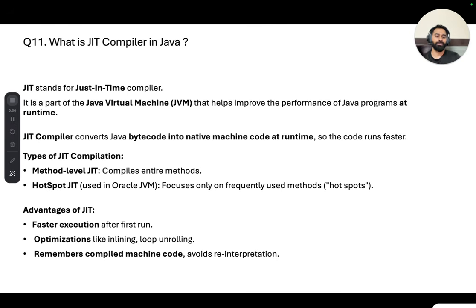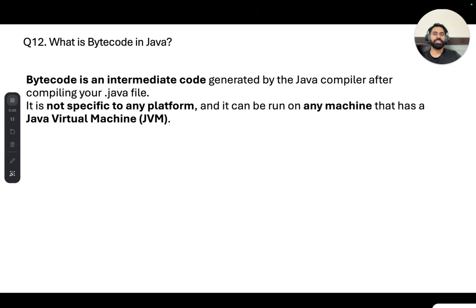Okay, so the next question was, what is bytecode in Java? Bytecode is an intermediate code generated by the Java compiler after compiling a Java class. Basically, when you write a Java class and compile it, you get a .class file, and that is bytecode. Now this bytecode you can run on any OS. It can be Mac, Windows, or Linux, because bytecode is platform independent.